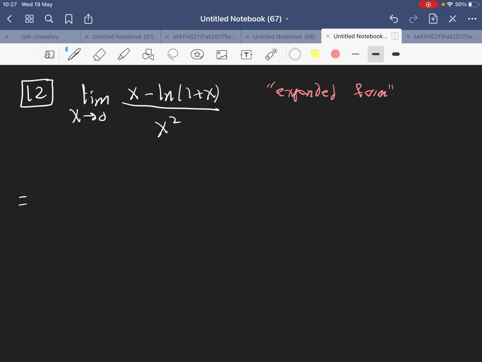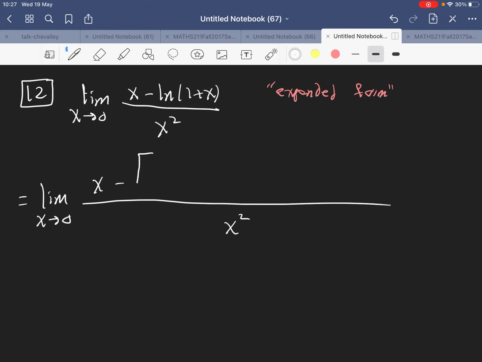So let me use the expanded form here. x goes to 0. I have x squared, I have x, I have a minus. And then here we have to write the expanded form for the ln(1 plus x). Now, this is something I think we all remember. It will start with an x. Okay. And then it will alternate, x squared over 2. There is no factorial. It's similar to the e^x, but without factorial. And it alternates.